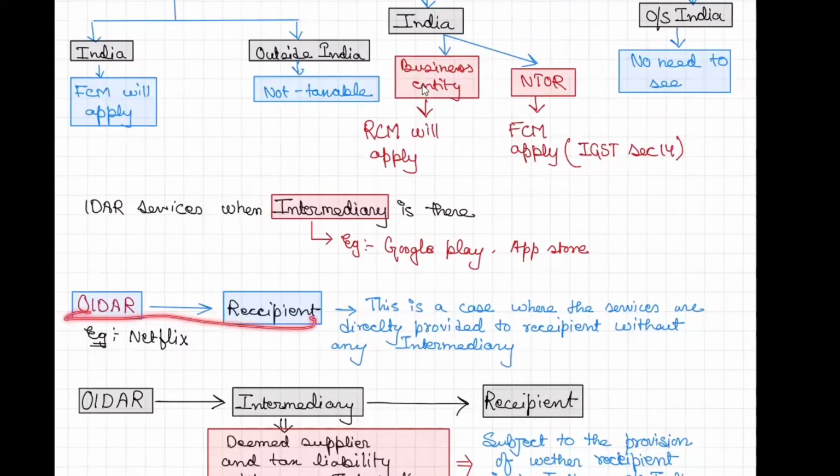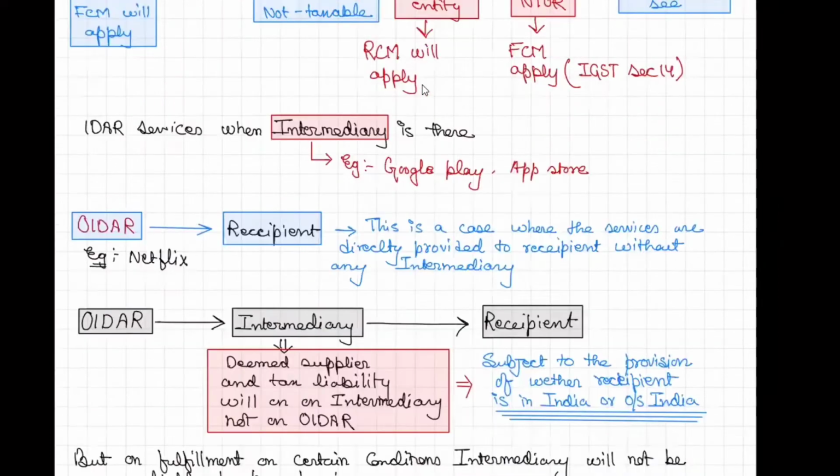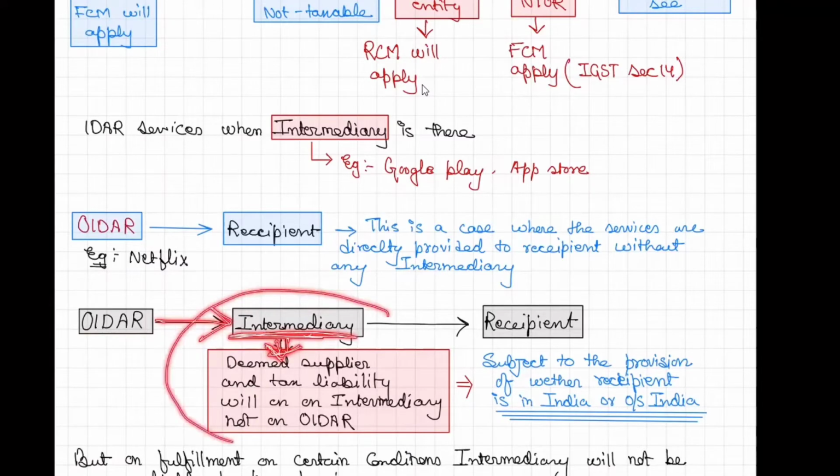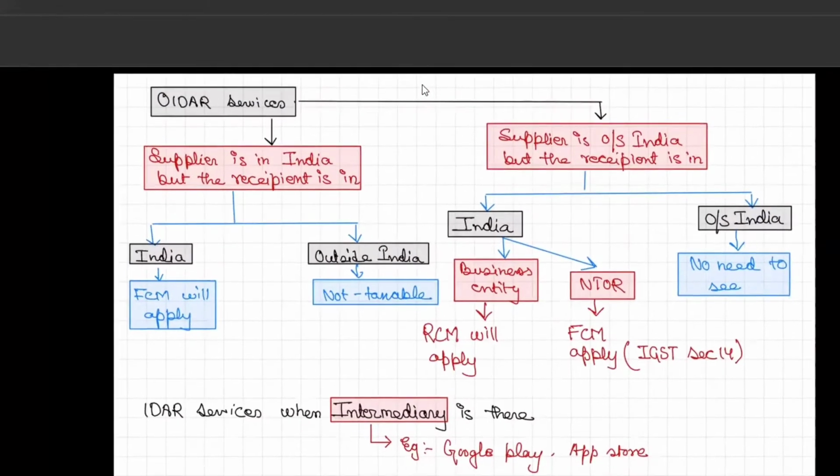But when OIDAR, in my case the Good Notes owner, provides through an intermediary, which was nothing but the App Store, and the recipient was me, what will happen? There are some deeming provisions that whenever any OIDAR provides services through an intermediary, whatever it is, the intermediary is liable to pay tax. This table will change with an intermediary.